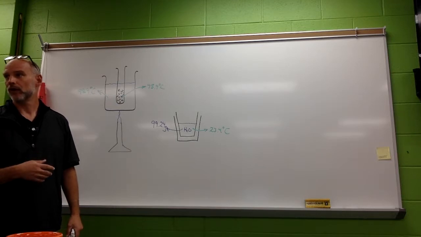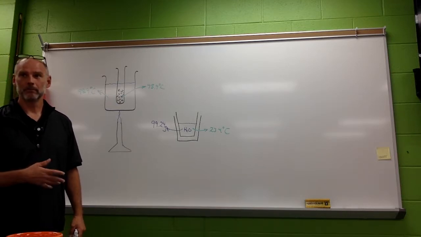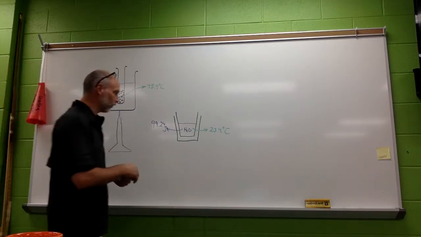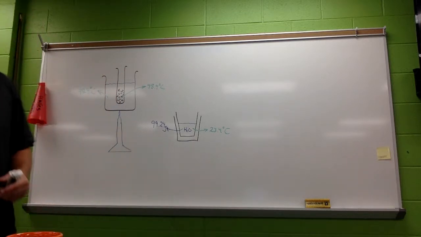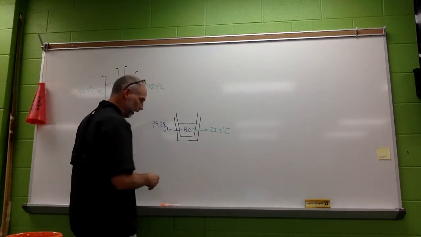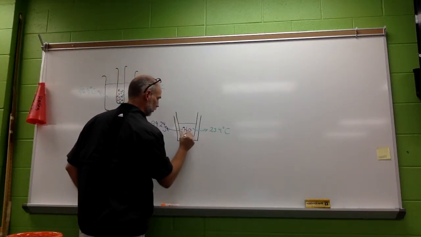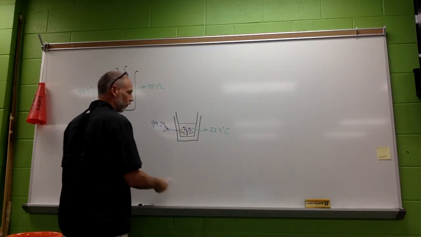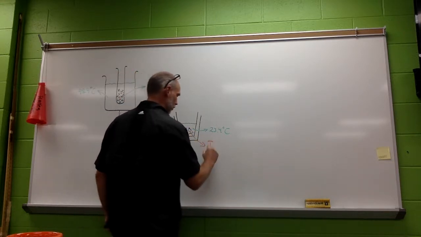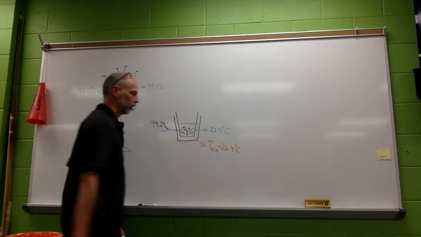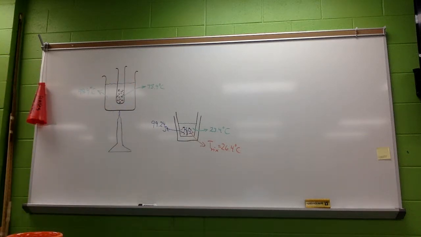What's going to happen to the temperatures of the two objects? They're going to become the same, at some point in time. And so what is that temperature going to be? Well, let's imagine that after we dump the metal in there, the temperature of the mixture becomes, let's say, 26.4 degrees Celsius. So that's the mixture of the water and the metal. Does that make any sense that it would only go up about 3 degrees?